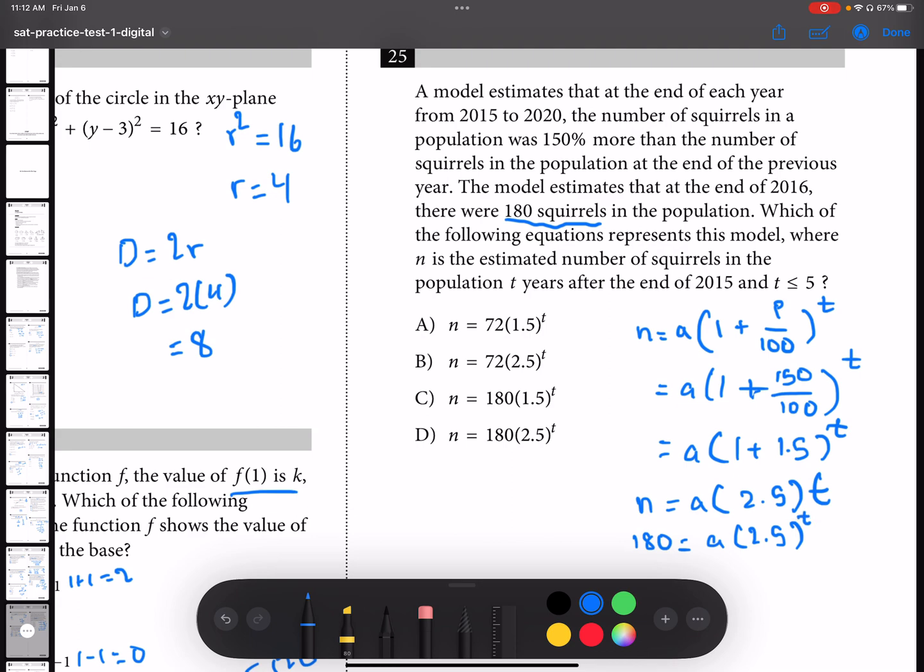So 180 is equal to 2.5a then. So then we're doing 180 divided by 2.5. That means a is equal to 72. So in this case, with 2.5 here, that gives us the equation n is equal to 72 times 2.5 to the power of t. So B is our answer.